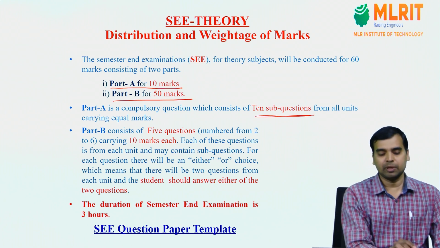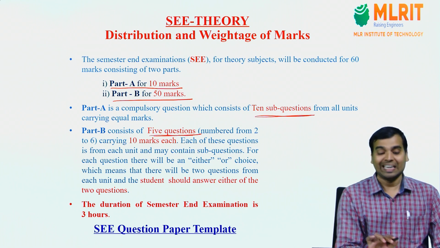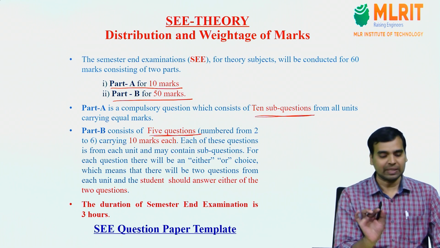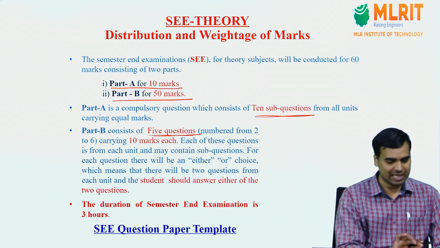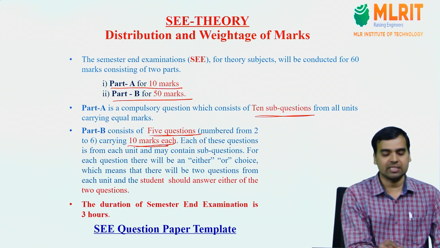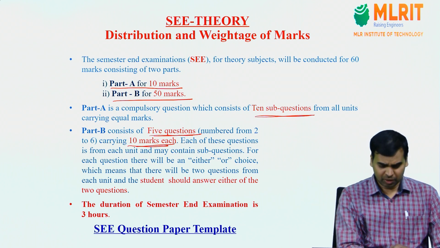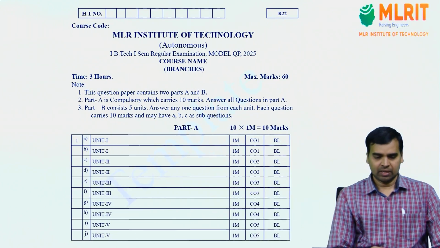When it comes to part B, there will be 5 questions with internal choice, numbered from 2 to 6, and each question carries 10 marks. Now the duration of the semester end exam is 3 hours. Now let us see the question paper template.